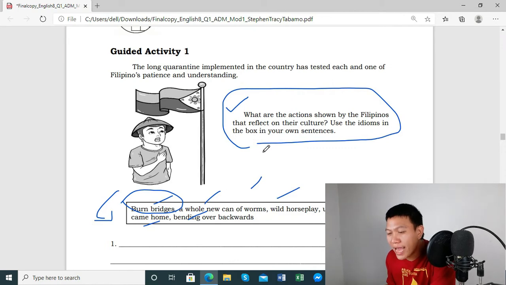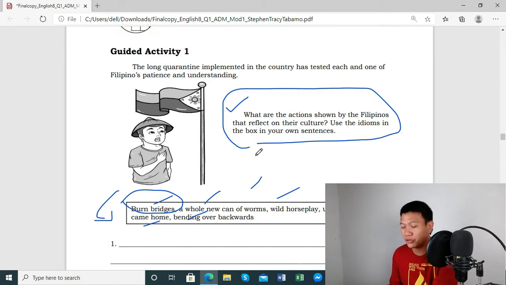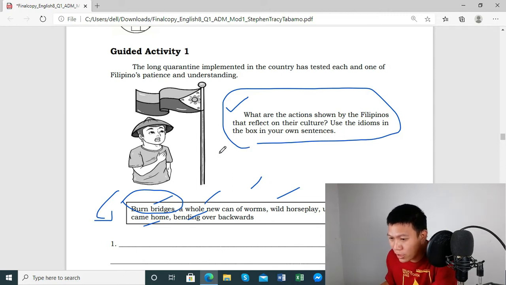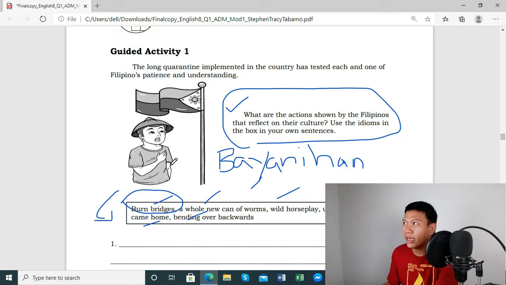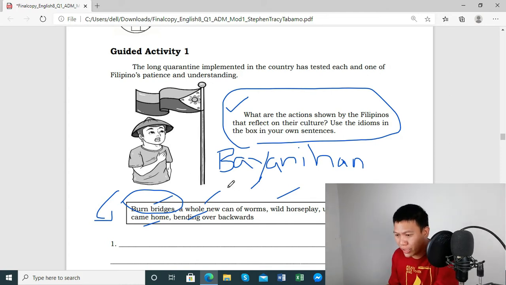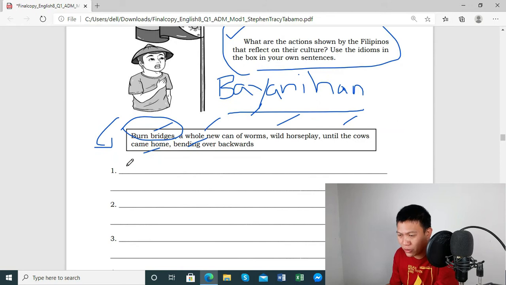Tanong ulit, what are the actions shown by the Filipinos that reflect on their culture? Ano-ano ba yung mga nakita mong magaganda or pangit na action na feeling mo ay nagre-represent sa kulturang Pilipino? Okay? Let me give an example. Diba? Because of the COVID, lahat tayo ay, or majority of the Filipinos, practice the bayanihan culture. It's a Filipino culture wherein each of us helps each other. So we are helping each other. So you can write it here, all Filipinos.